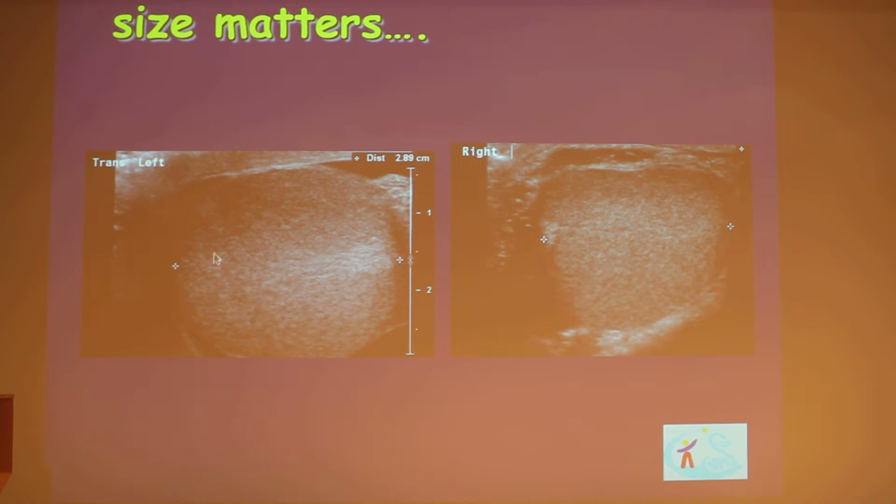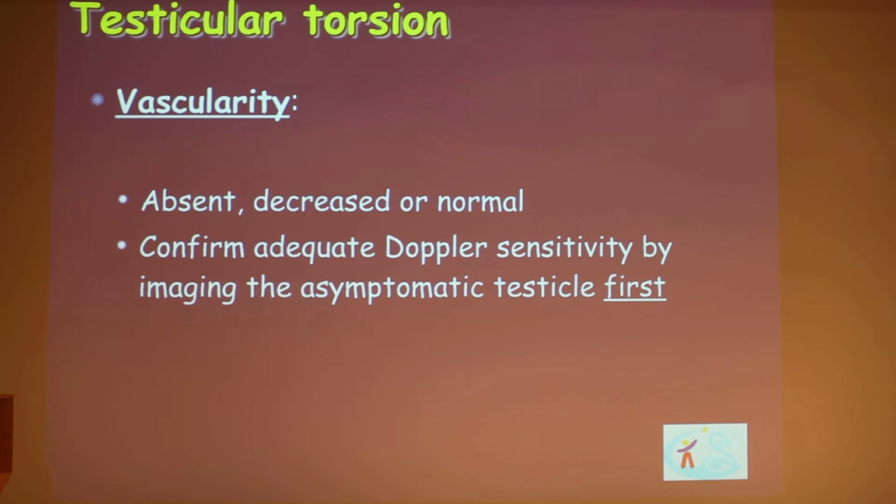This is another case. This is the left testicle. It's large, and this is the right testicle, and it's of normal size. So we don't always want to look only at the color. The vascularity can be absent, decreased, or normal.